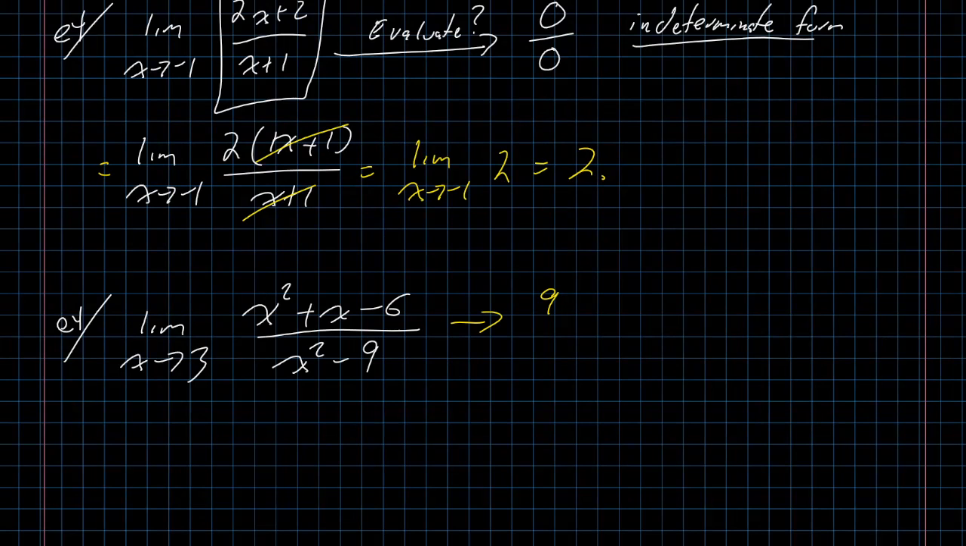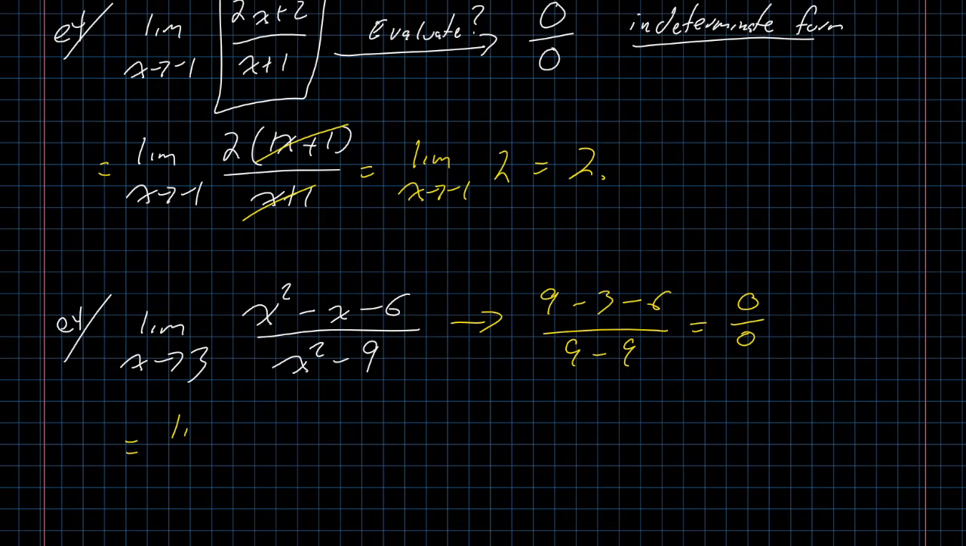Wait, something went wrong here. I wrote this down wrong. That's why something went wrong. That shouldn't be a plus, that should be a minus. 9 minus 3 minus 6 over 9 minus 9, which is in fact 0 over 0, the indeterminate form we were just talking about. And so there should be some way to reduce the fraction. Whenever you get indeterminate form, you can reduce the fraction.